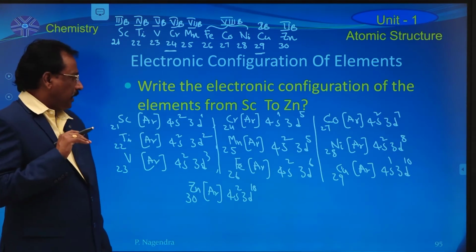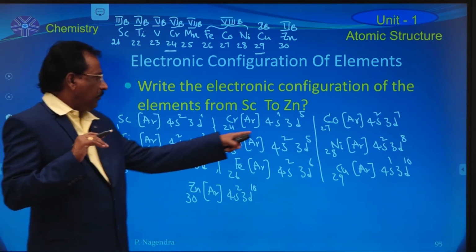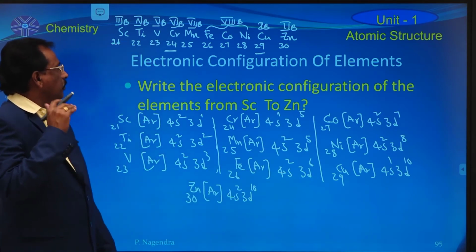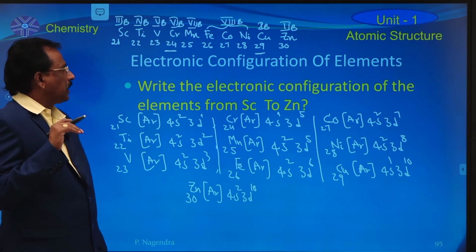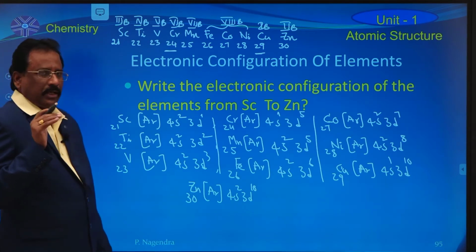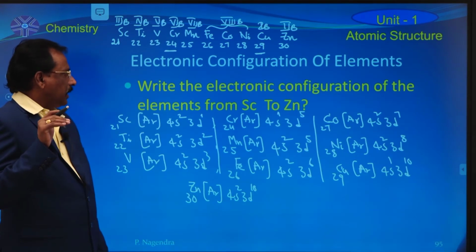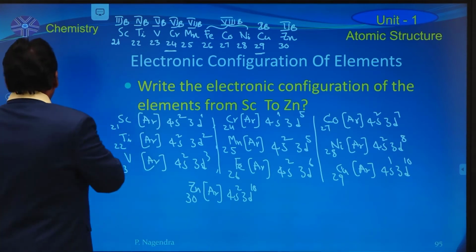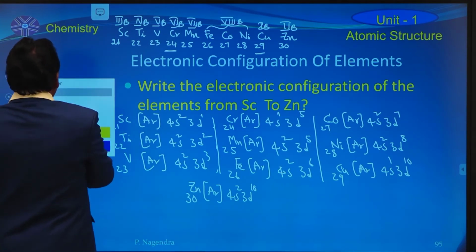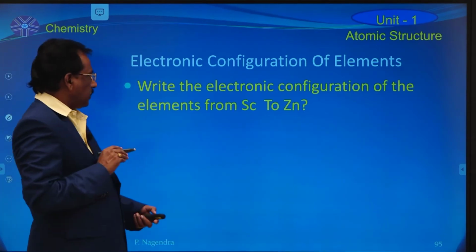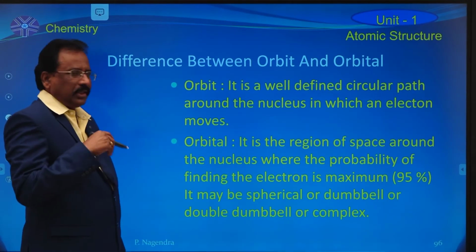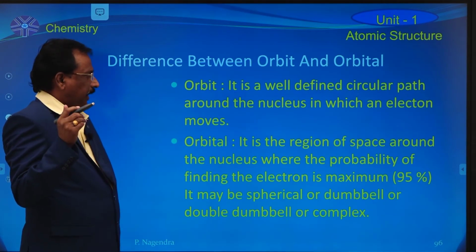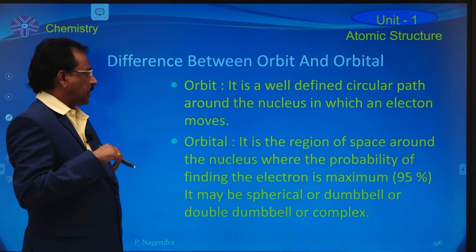A very important point is, to get half filled and completely filled outer electronic configuration, the chromium group, that means sixth B group, and first B group elements show abnormal electronic configuration. So this is about the electronic configuration of some of the elements in the periodic table with the help of Bohr's principle, Pauli's principle and Hund's rule of maximum multiplicity.